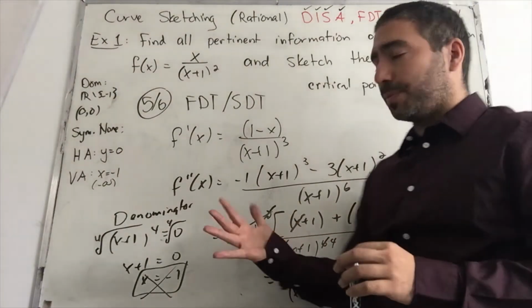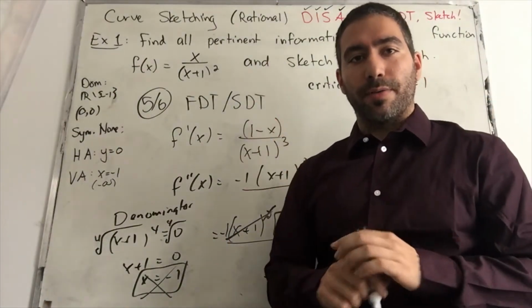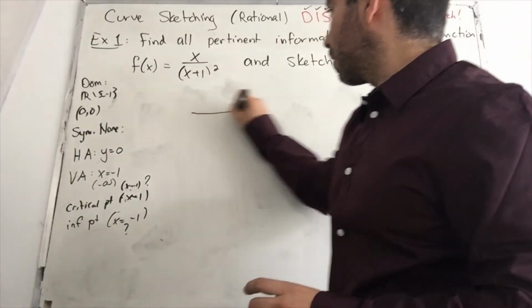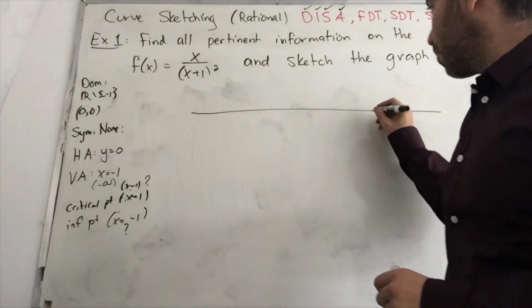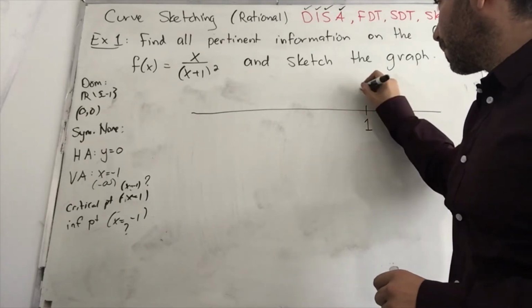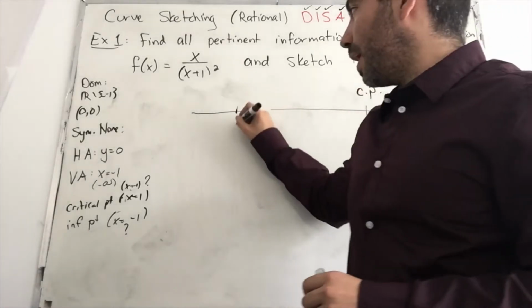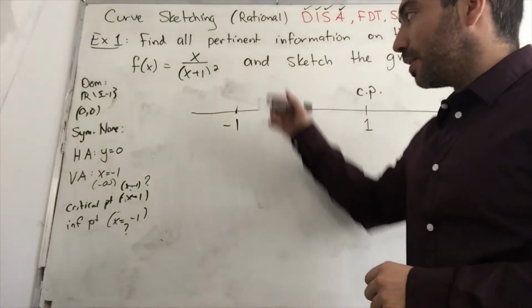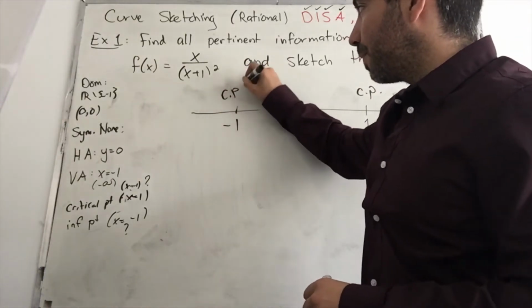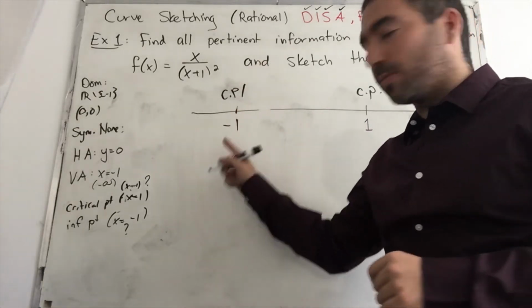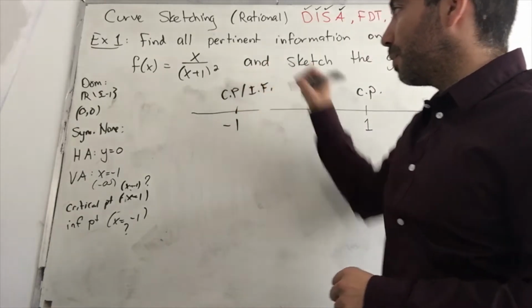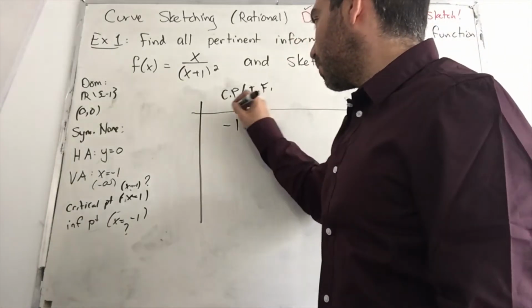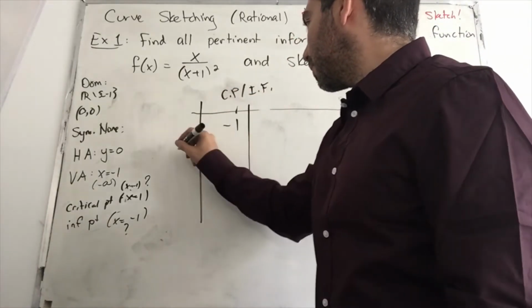And now we're going to use all this information to sketch our graph. So let's go ahead and create our number line. So we have a critical point at 1. This is our CP. And we have a critical point and an inflection point that didn't exist at negative 1, where we know this is where our horizontal asymptote occurs, but we still include it in our table. Okay, and let's see what happens around this value.